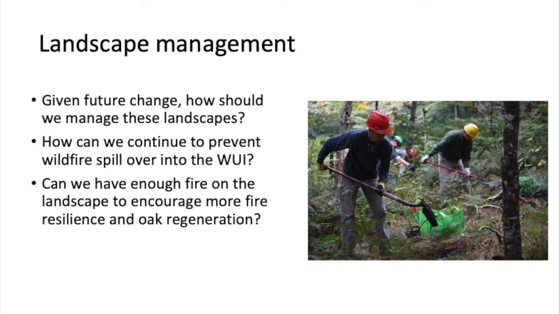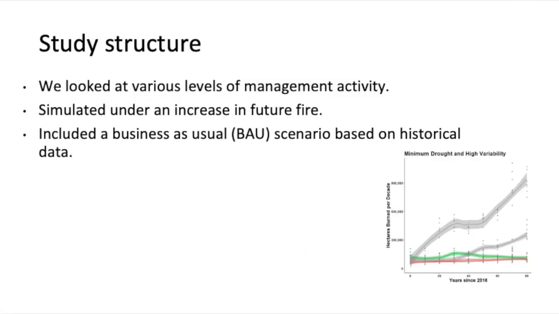Okay, and so for our third portion of the project, we said, given future change, how can we manage these landscapes? How can we continue to prevent wildfire spillover into the WUI? And how can we have enough fire in the landscape to encourage more fire resilience and oak regeneration? And so this is where it gets really tricky. You thought 4 climate change scenarios was tricky. This is when it really gets tricky, okay?